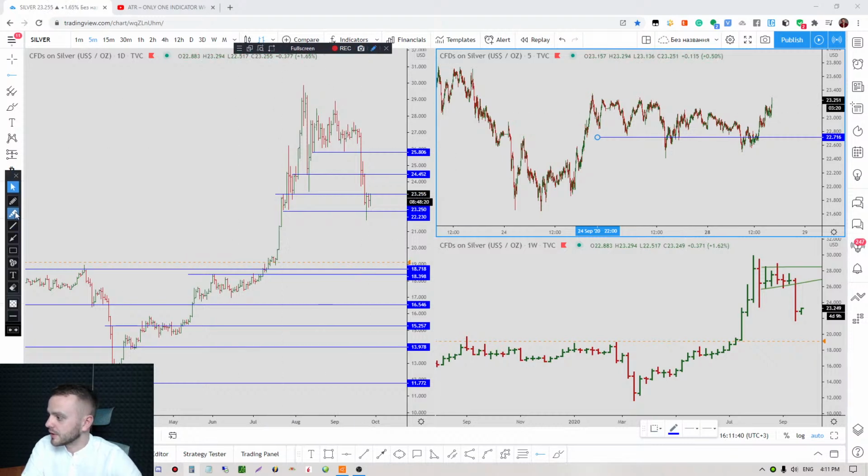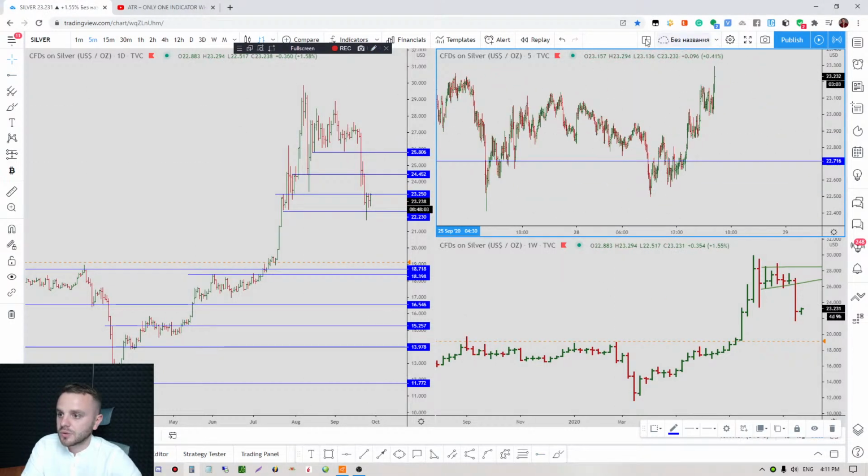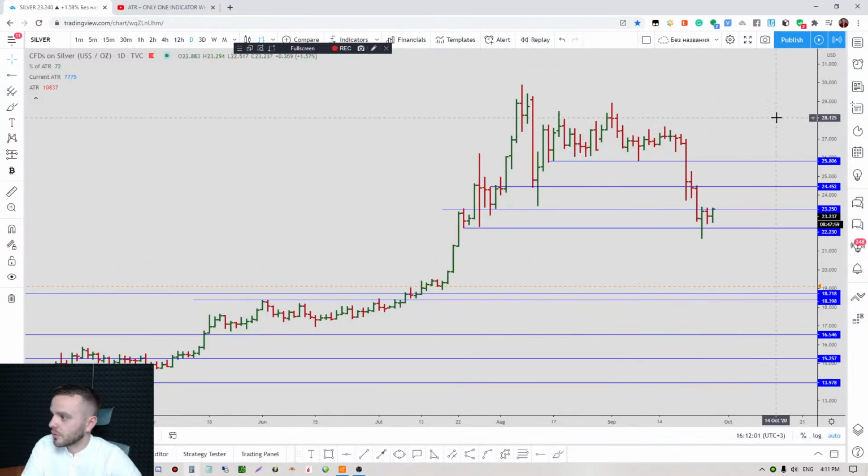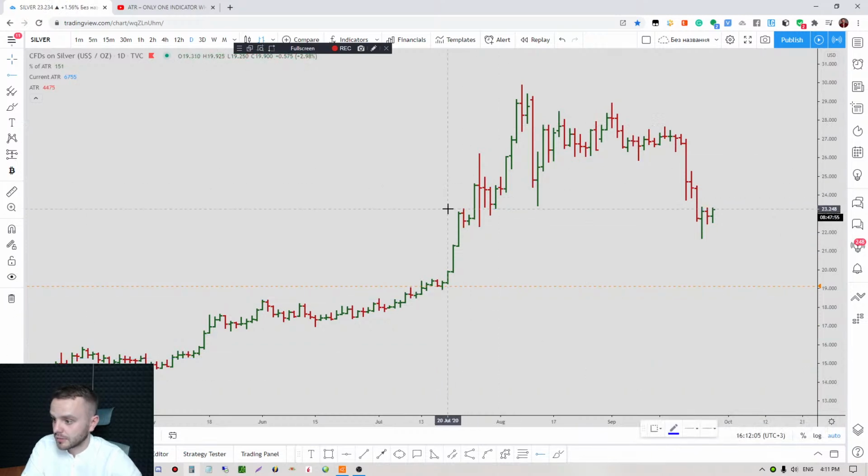About silver, as you can see, after this huge accumulation, price made a powerful down drop. It was too much, it was too fast. At this moment, I think silver will continue its uprise, and let's open it on one screen. But what is the main problem? The main problem is that it has already risen 72% of its ATR today.